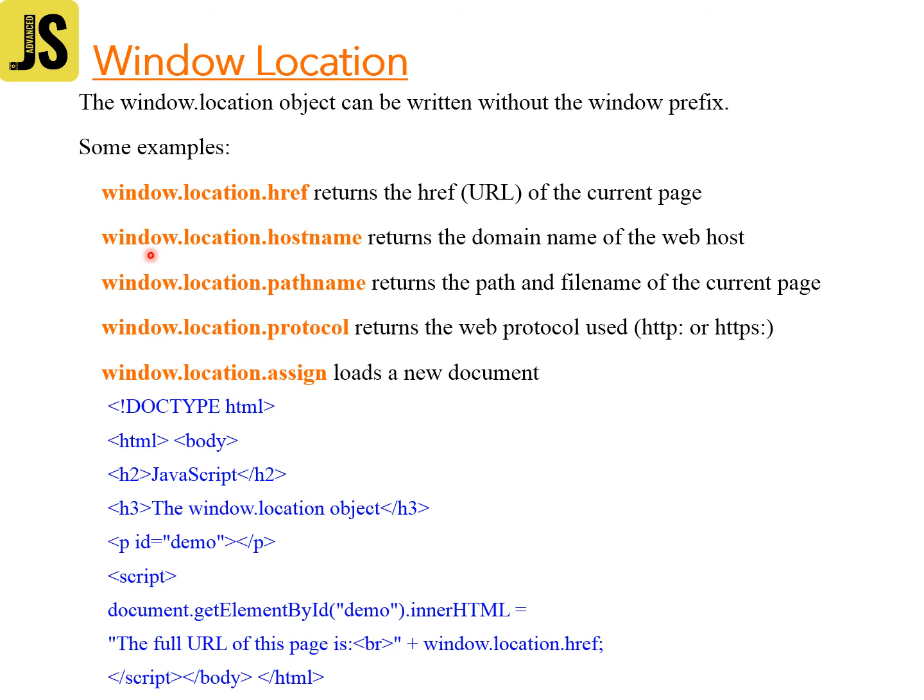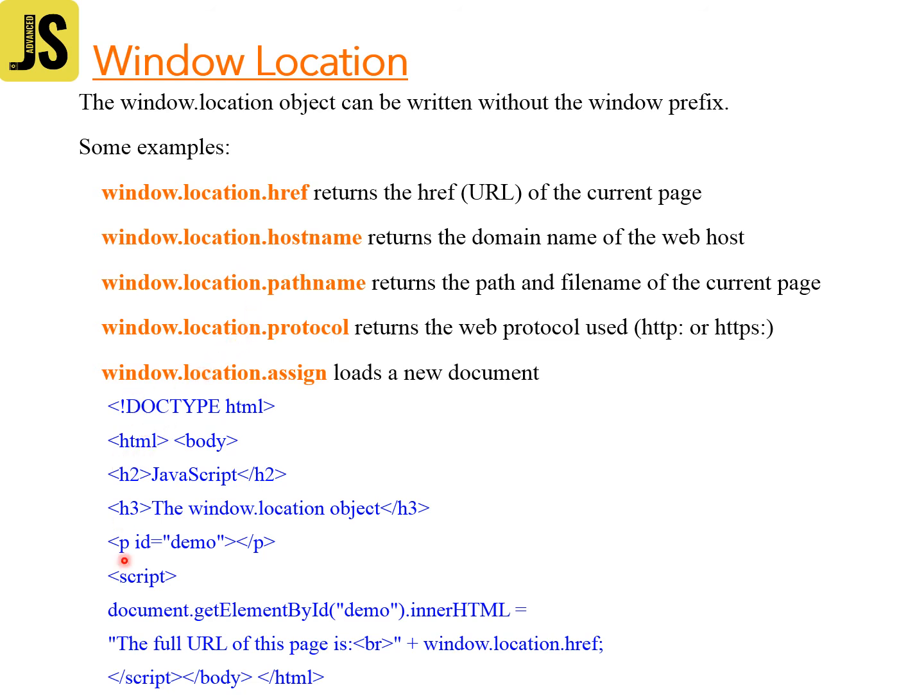The next property is window.location.hostname. It returns the domain name of the web host. Then window.location.pathname. It returns the path and file name of the current page. The next is window.location.protocol. It returns the web protocol used, whether it is HTTP or HTTPS. Then window.location.assign. It loads a new document. So these are some of the properties associated with window location.